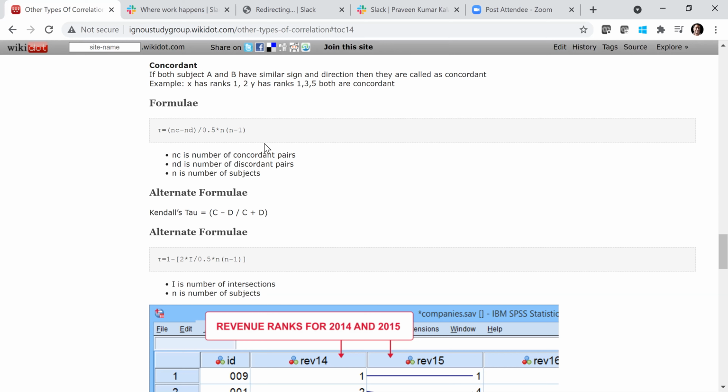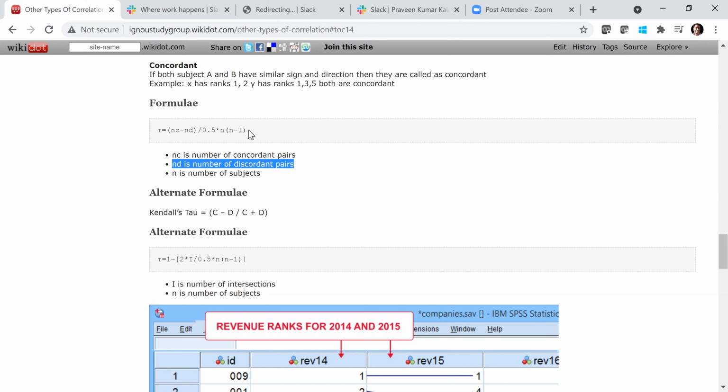There are multiple ways in which you can solve Kendall's tau. There are three different ways. I'll briefly give you a picture of what those three different things are, but I will explain the easiest way out of all of them. The first way is you calculate the number of concordant pairs and the number of discordant pairs.